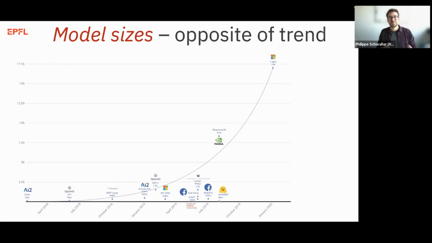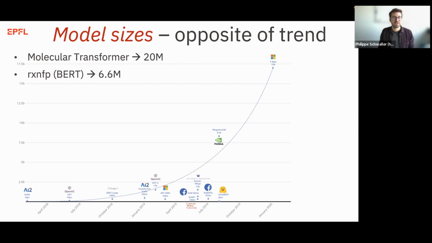And yeah, you probably all know this graph here, and language models are getting bigger and bigger. But in my case, the Molecular Transformer had 20 million weights, the reaction fingerprint 6.6 million, and for RXNMapper we went down to 800K. And all of the models were trained on one GPU in less than 2 days. So it's kind of feasible for everyone.